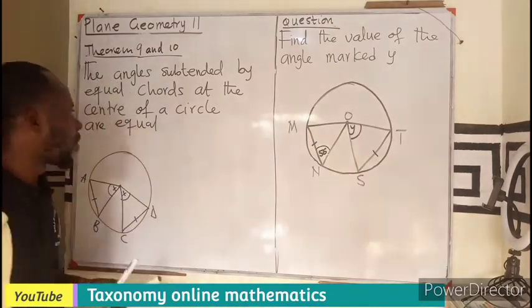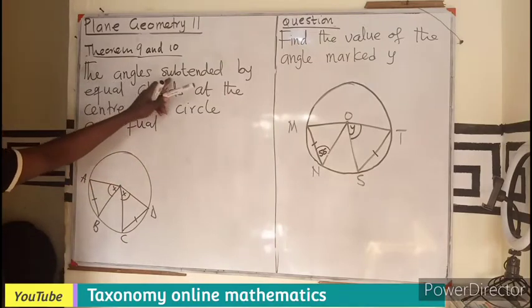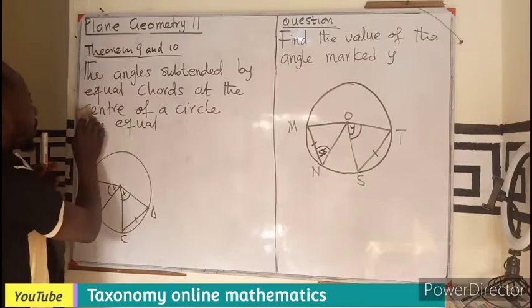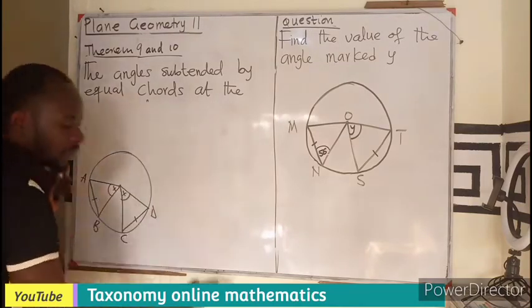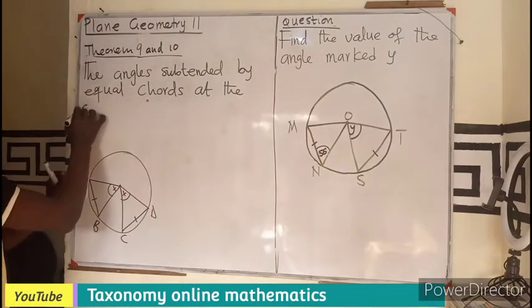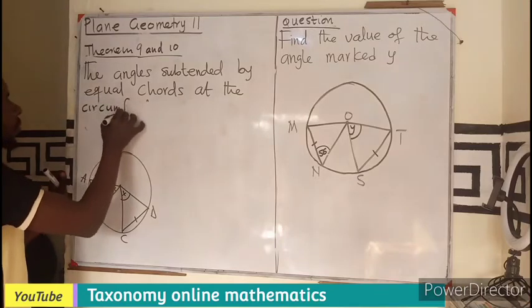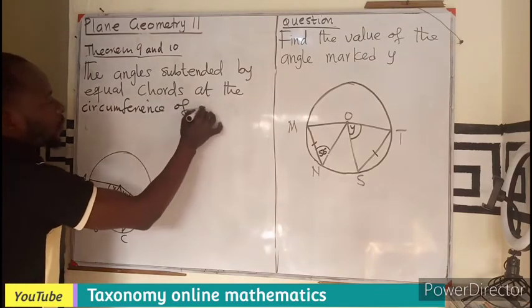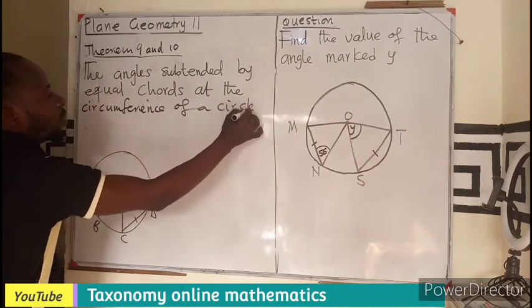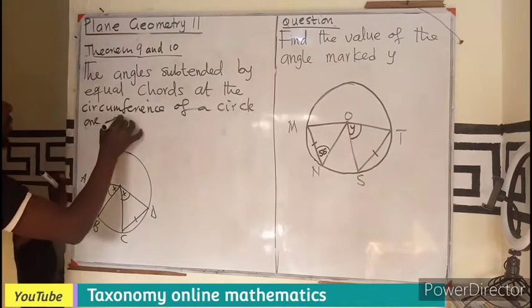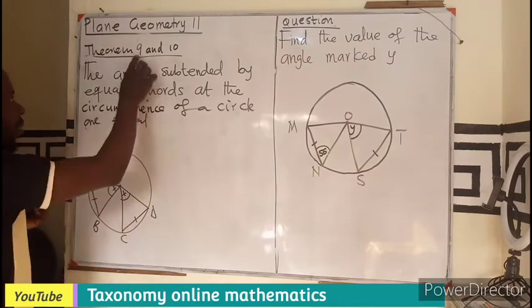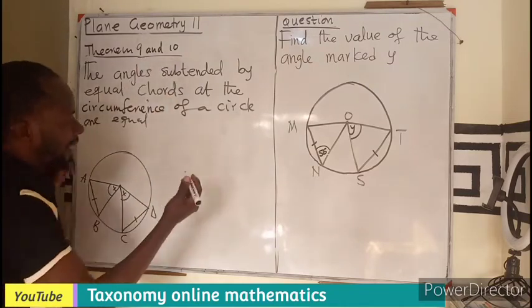Then another theorem also says that the angles subtended by equal chords at the circumference of a circle are also what? Equal. Simply put, just a continuation of that. So we have theorem number 10.